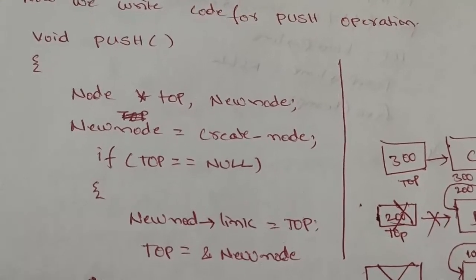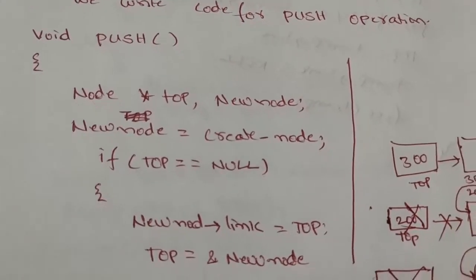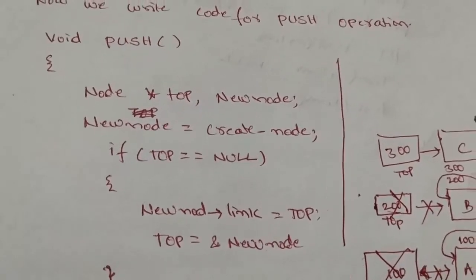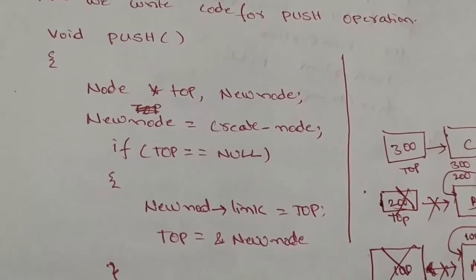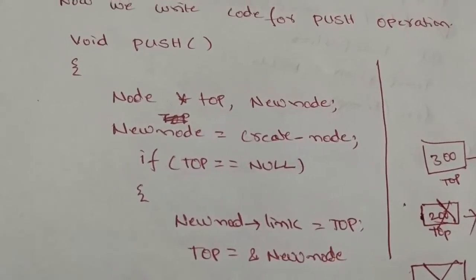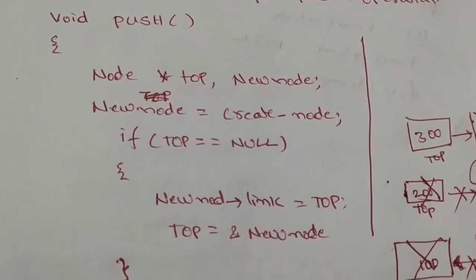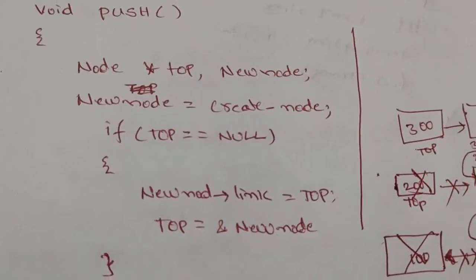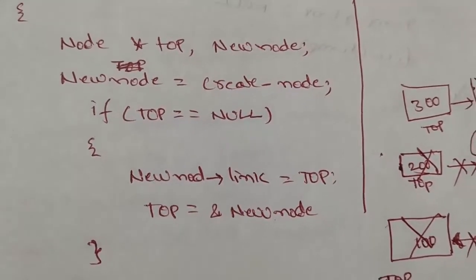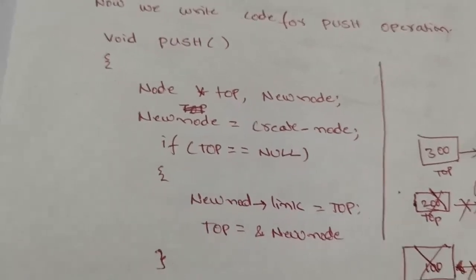Now we know that we can perform only two operations on the stack. One is the push operation and another one is the pop operation. Now for the push operation onto the stack by using the linked list, I write the code. Here I declare void push. Node type top, which is also a node type, and a new node. Now I am creating the new node. New node equal to create underscore node. So I already wrote the create underscore node function.